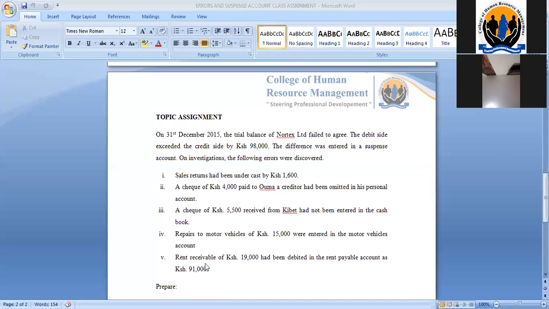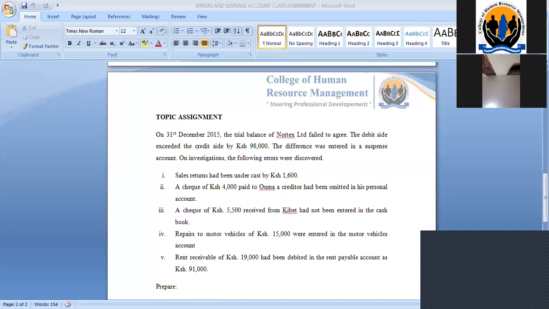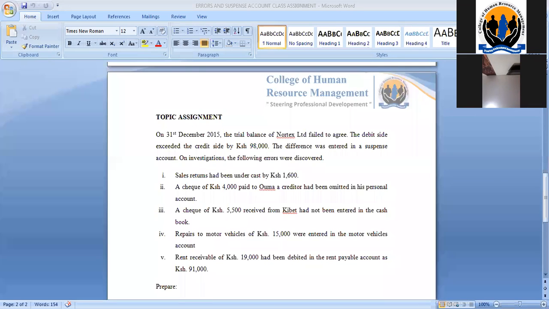And then lastly, which is actually the transaction that many of you are not getting right, I think apart from one person. The transaction is reading, rent receivable, 19,000, had been debited in rent payable as 91,000. It has been debited in rent payable as 91,000.